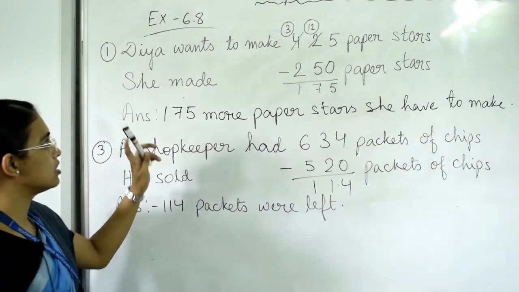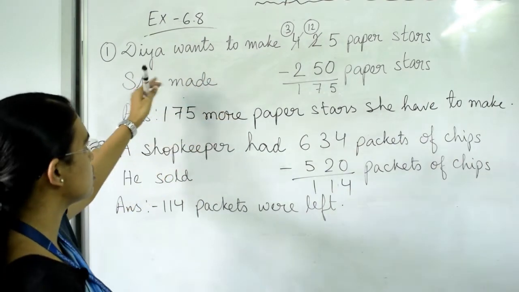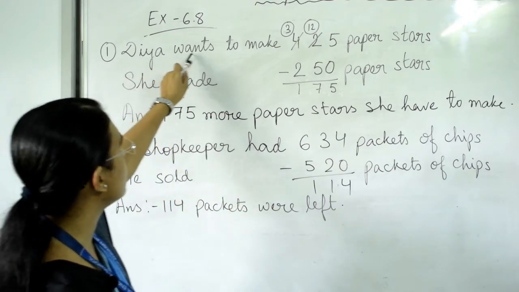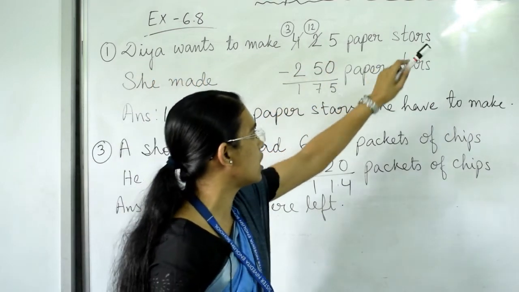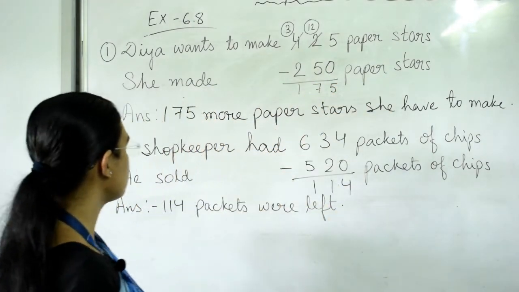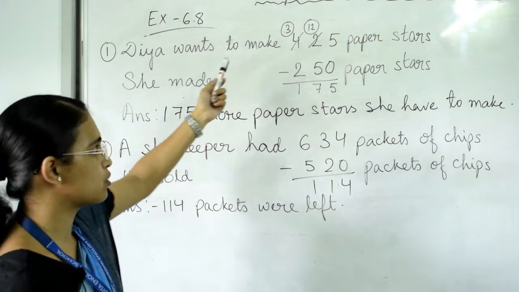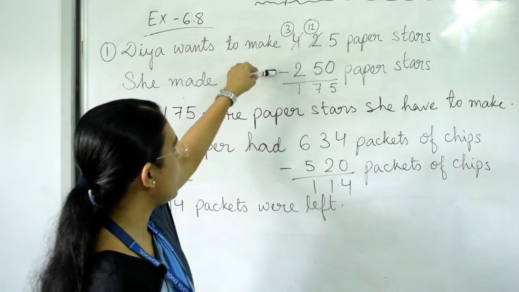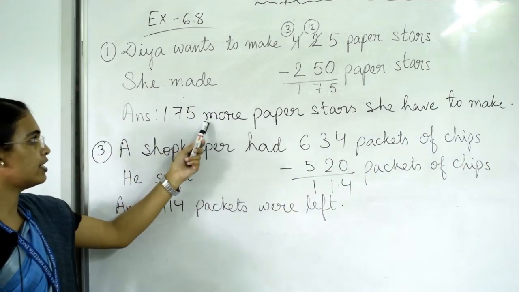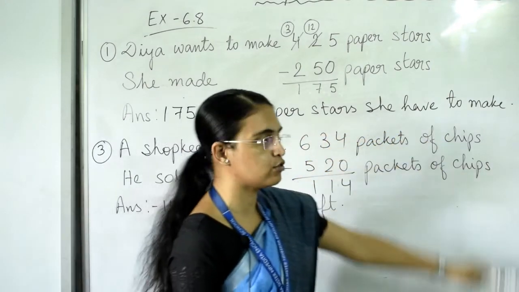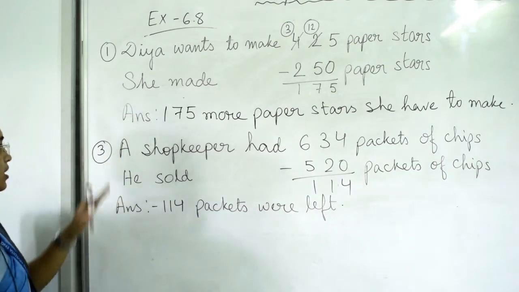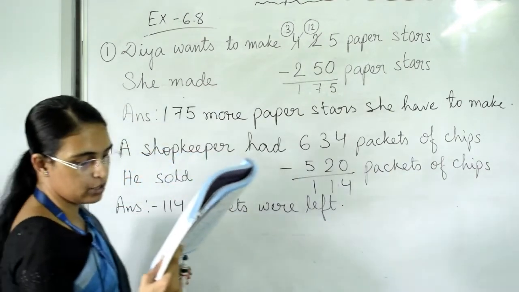So for that you have to do it in this way. This is a word problem sum, so you have to write the sentence. First write, Dia wants to make 425 paper stars. She made 250 paper stars. So we are doing this subtraction. 425 minus 250 is 175. So the answer is 175 more paper stars she has to make. So in this way do these sums. Number 1. Now question number 2 is your homework.